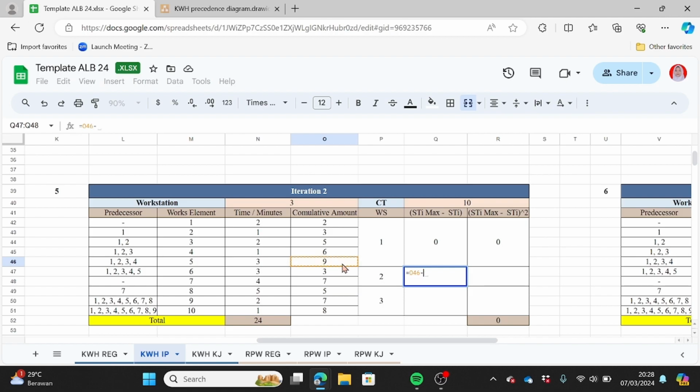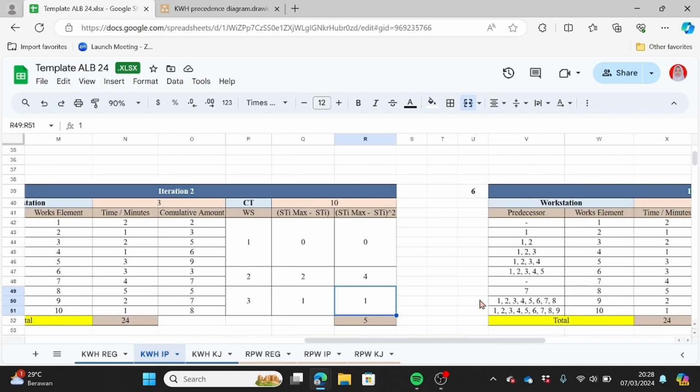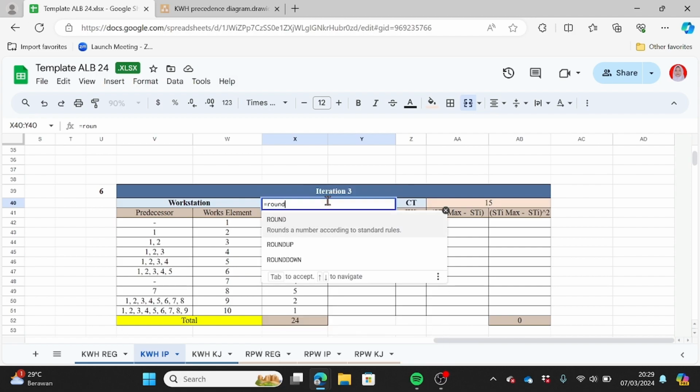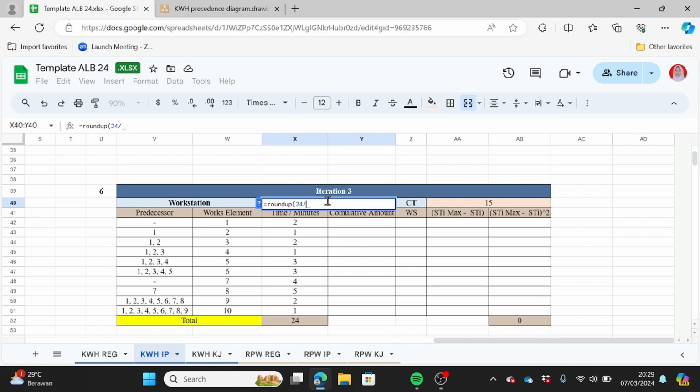STI max minus 7, STI max minus 8, 1. Okay, then proceed to iteration 3. We use a 15 minutes cycle time to determine the same class is total time per cycle time, 0, yields 2 classes. Then count the cumulative, then proceed to decrease and square.